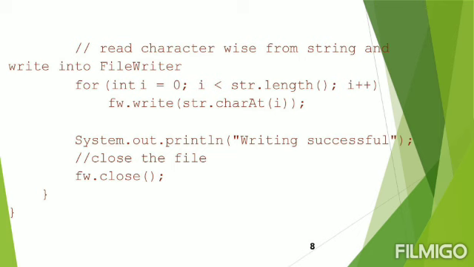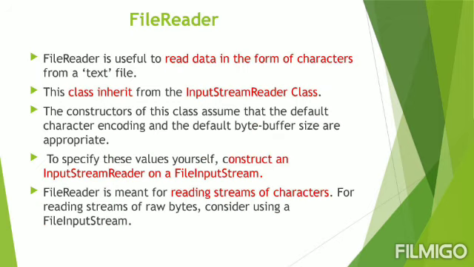Now the next thing is reading a character from a string and writing into a file writer. For that I have made use of a for loop statement: for int i equal to 0, i less than str.length. Till the end of the string the characters have to be read, and they will be written accordingly with the help of the object. Finally, the program ends by displaying a message that writing has been successful, and the file has to be closed accordingly.